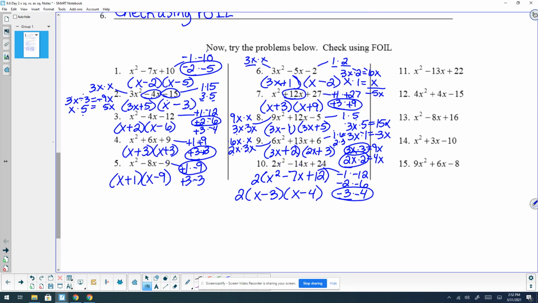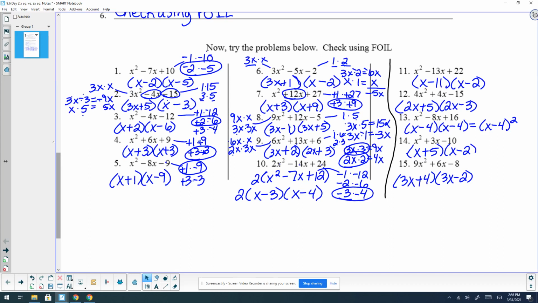What I want you to do is I want you to go ahead at this point and try 11 through 15 on your own. You have 2 that have a number in front. You have 3 that do not. So go ahead, pause the video right here. Try 11 through 15 on your own. Make sure you're showing your work. And when you come back, I will have the answers for you. All right, welcome back.